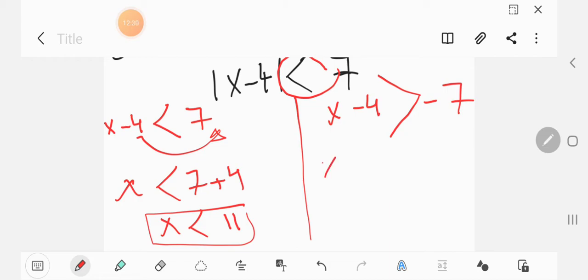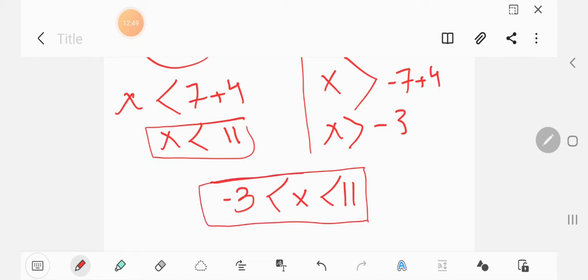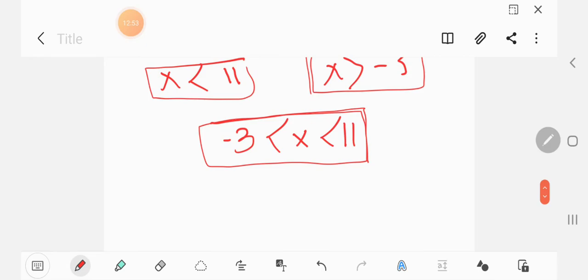And here we have x greater than negative 7 plus 4. X is greater than negative 3. So our range of answers will be from negative 3 to 11. Or we can leave it as it is, okay? Okay, it's clear. Shall we go to another? Wait, I'm going to get you another example.